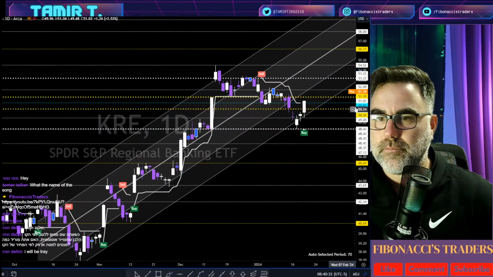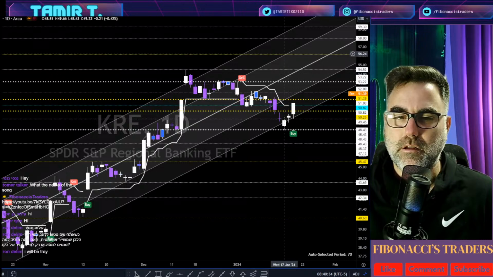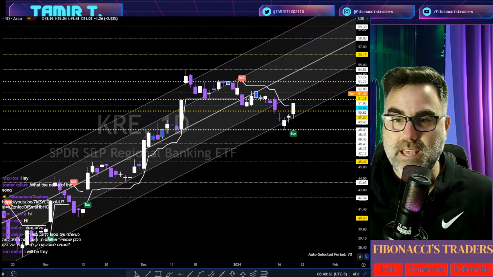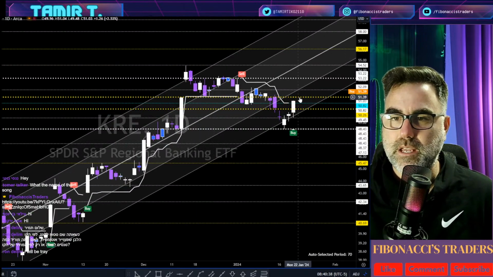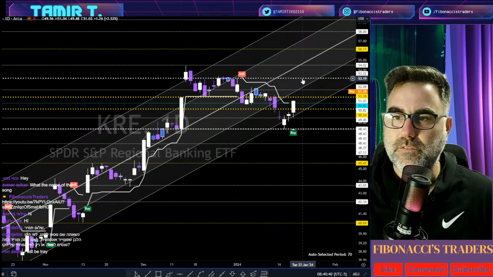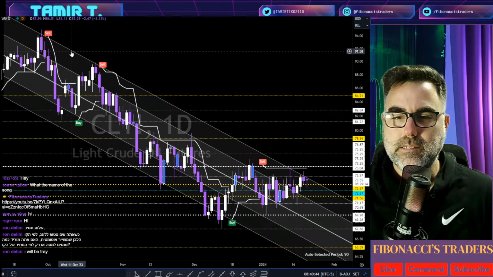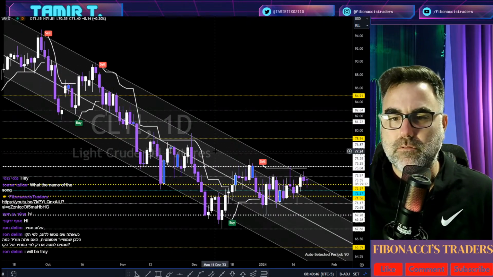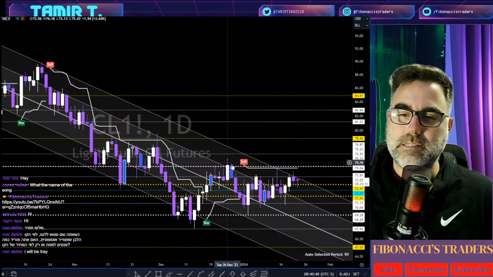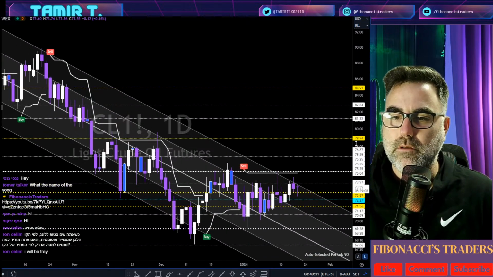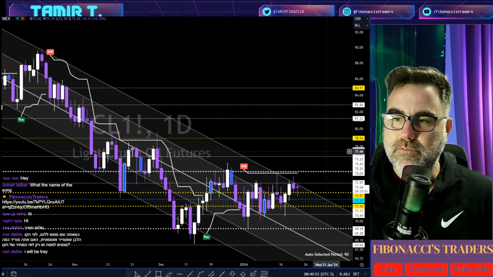Look at the KRE. Inside an option channel, the FTI version 3 gives us everything. Long continuation above the yellow zone and then we will meet the 53 to the upside. It works also on commodities. Crude oil still inside a very steep downtrend channel. We are still under a sell conditions. We need long only above 75.